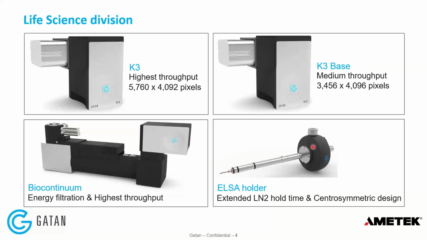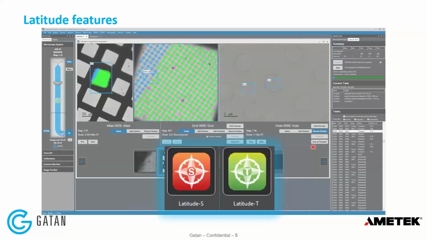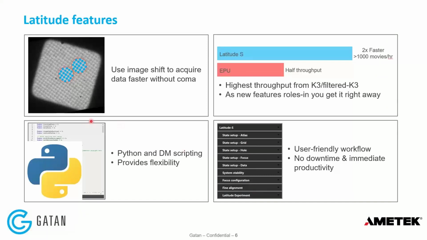Now, this was about the hardware side of Gatan in life sciences. So let's talk a little bit about the software solutions for automated data collection. Latitude S is for single particle data collection, and Latitude T is for tomography data acquisition. One of the most important features Latitude now offers is the image shift beam tilt compensation scheme, which increases the image throughput to more than 4-fold. What you're doing in the image shift beam tilt compensation scheme is minimizing the use of stage movements and maximizing the use of optical movements of the microscope, again improving your throughput.